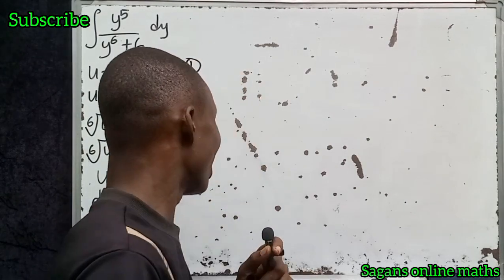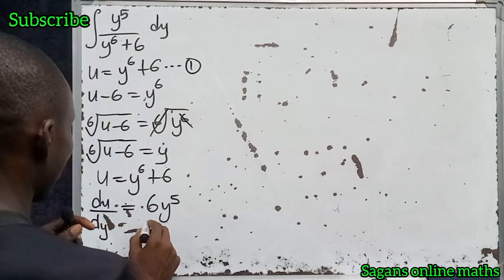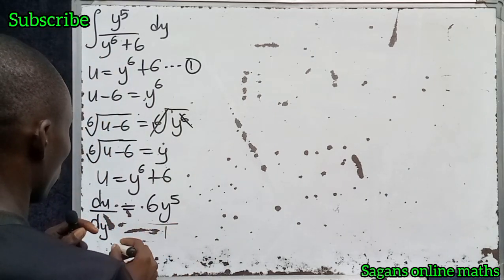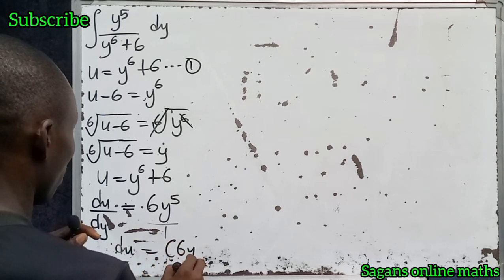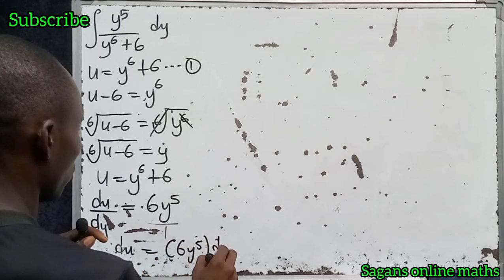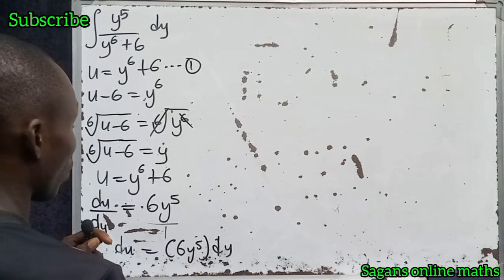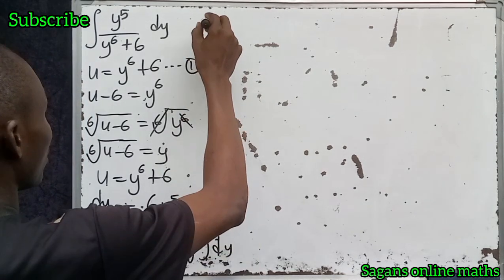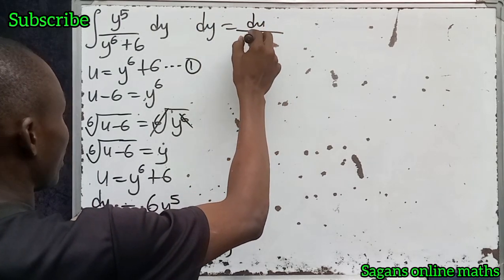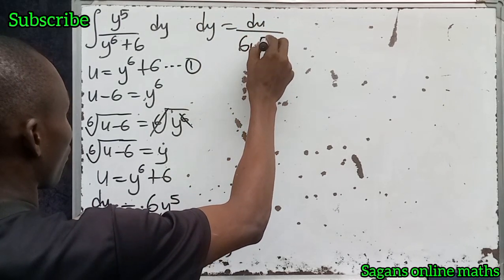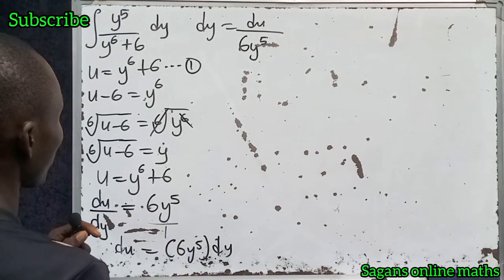Amazing. Now from here, let's make dy the subject of the formula. Remember that the denominator of this is 1. By cross multiplying, we see that du is equal to 6y to the power of 5 multiplied by dy. Now for us to make dy the subject of the formula, we have to divide both sides by 6y to the power of 5. That means our dy equals du divided by 6y to the power of 5. Wow, this is amazing, right? I love this.